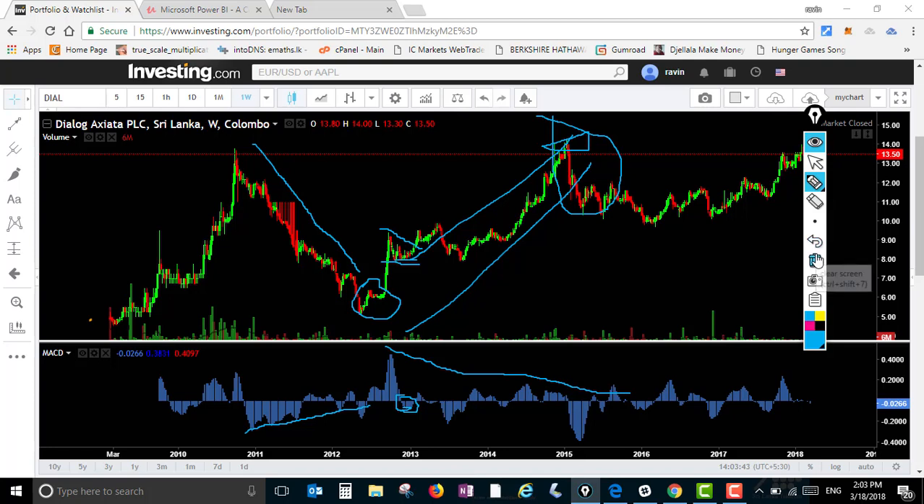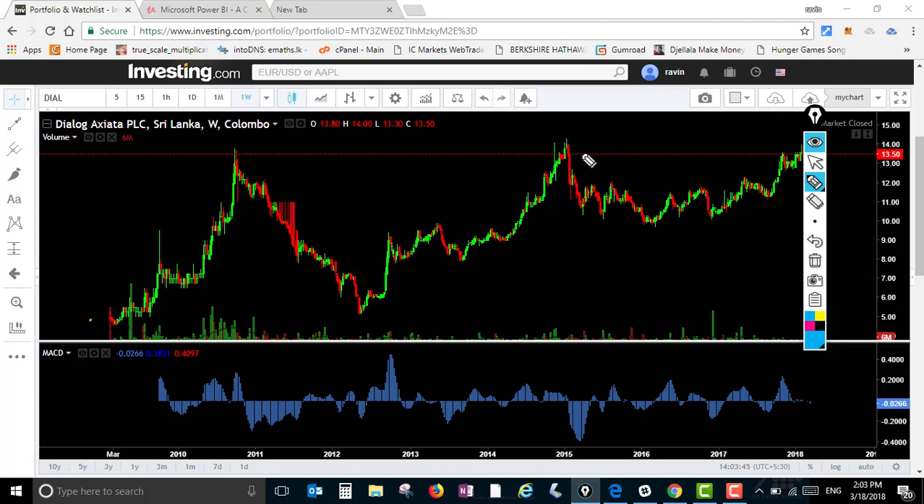It is reversed aggressively. Here the divergence: price is going up, MACD on downtrend. Meanwhile, you can see the blips. On those blips you have to re-enter. Here you have to re-enter these areas by looking at the price and the indicator.